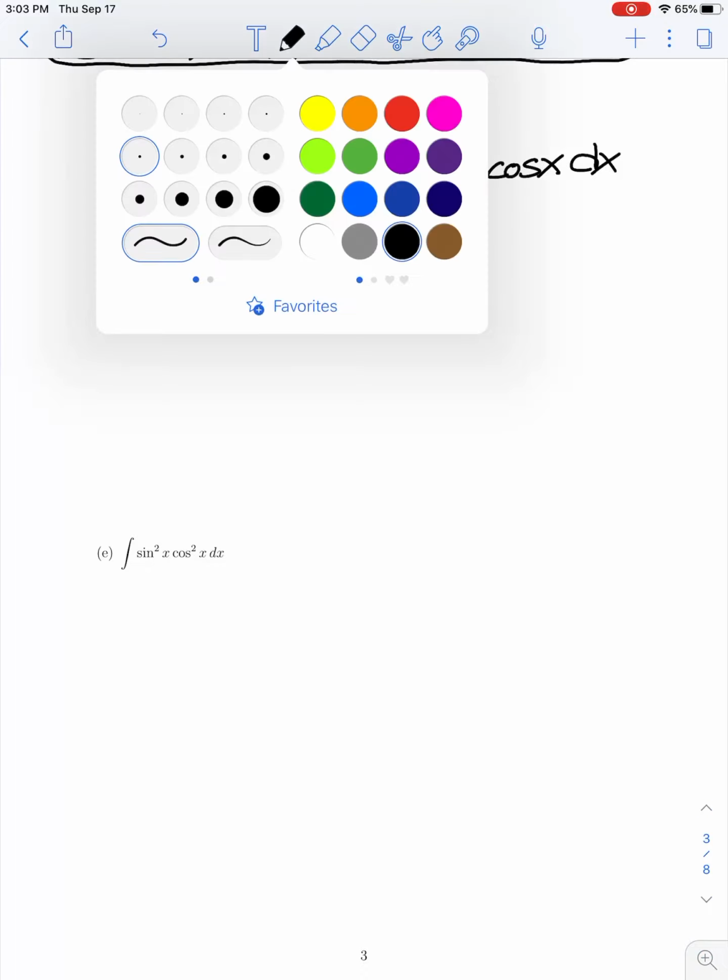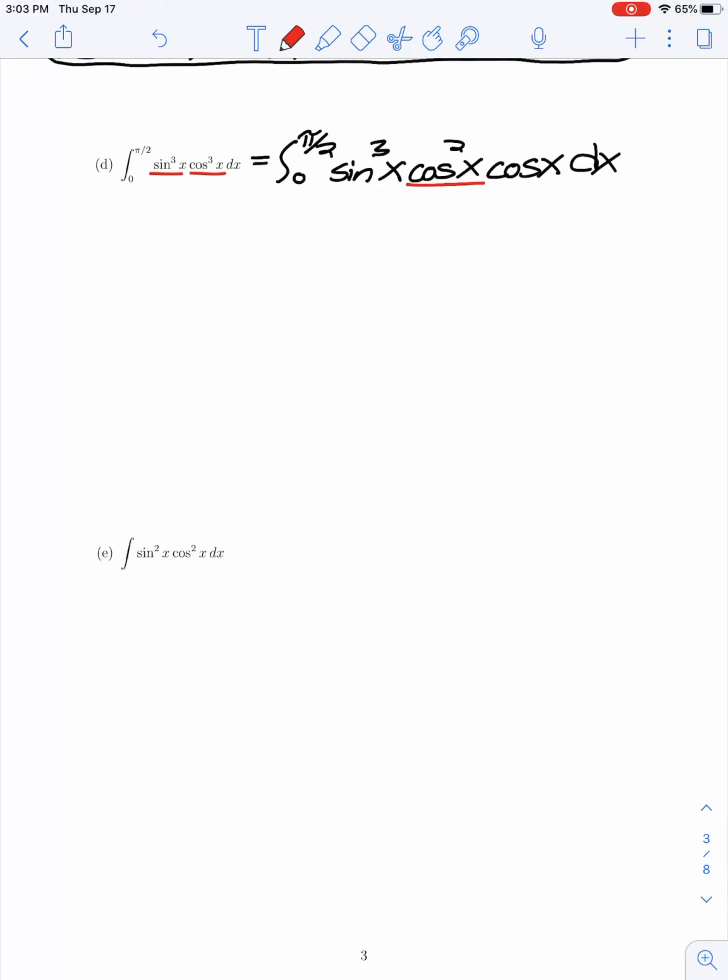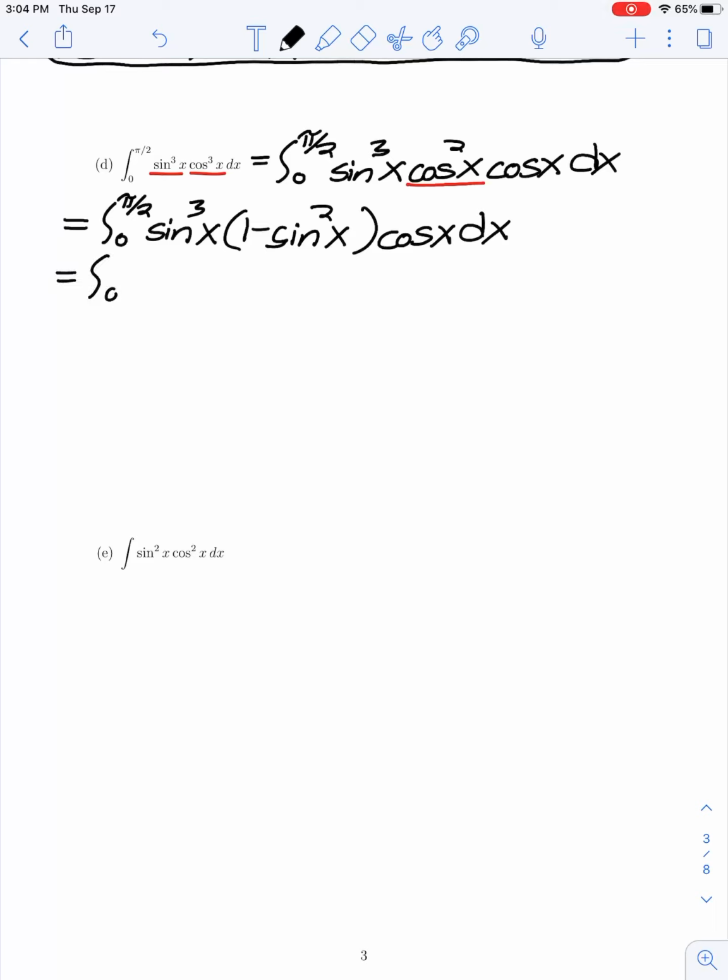So now I can use the fact that cosine squared x is 1 minus sine squared x in order to rewrite everything else except that factor of cosine in terms of sine x. So I would have the integral from 0 to pi over 2 of sine x cubed times 1 minus sine squared x times cosine of x dx. Or grouping my sine terms, I've got the integral from 0 to pi over 2 of sine cubed x minus sine x to the 5th power times cosine x dx.